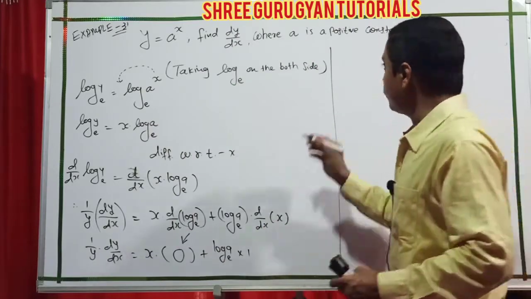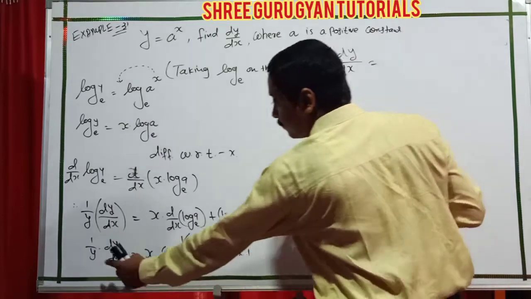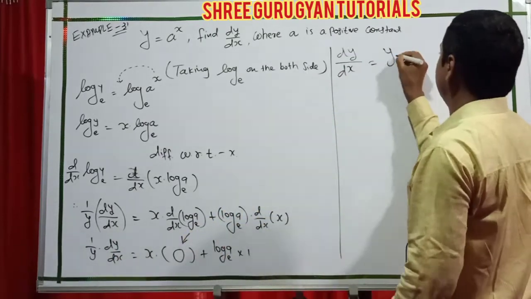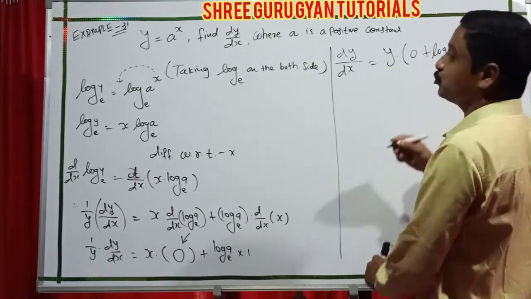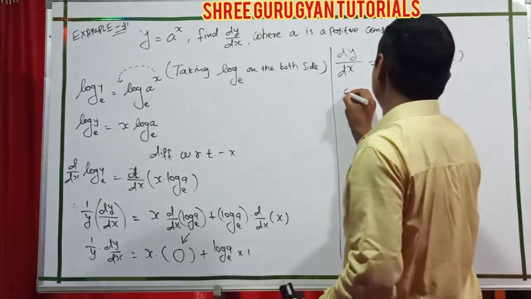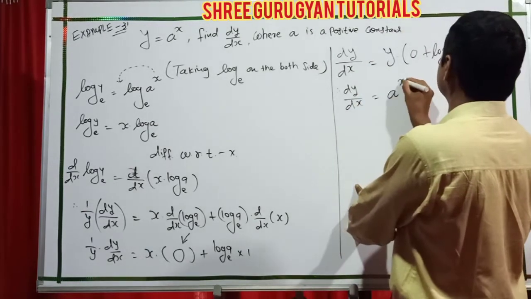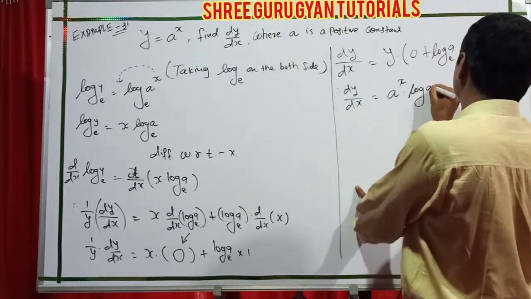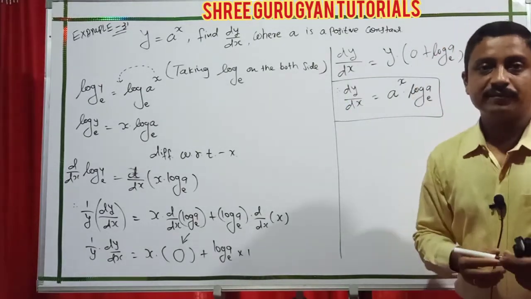So what do you get for dy by dx? My dy by dx answer is this: y, I just multiply on the upper side, and here 0 plus log a base e. Finally, putting the value of y, so dy by dx. Y is what? A raised to x log a base e. That's my answer to this numerical.